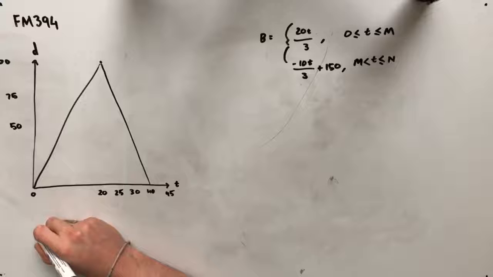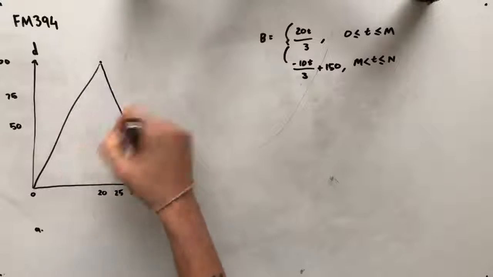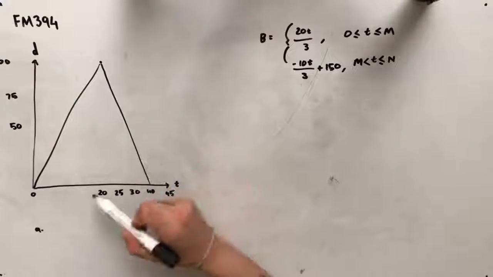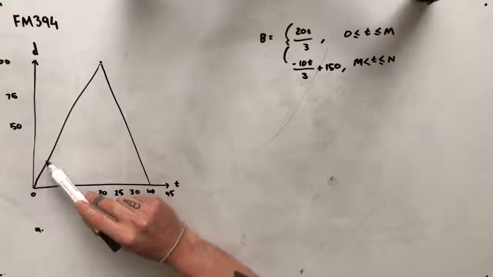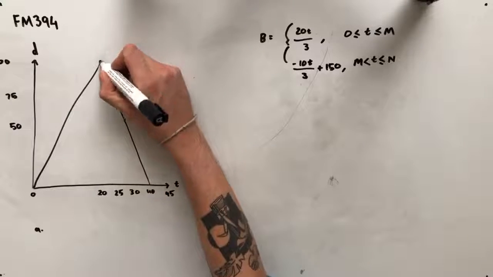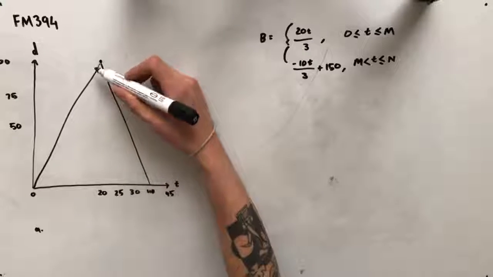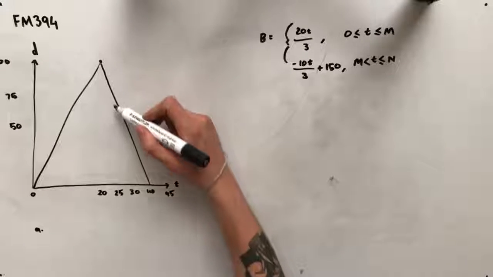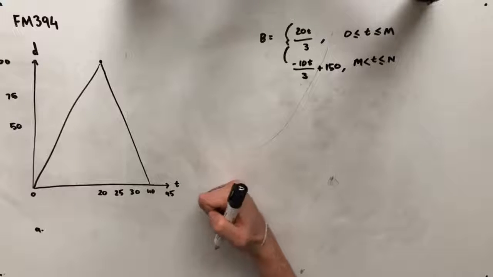Question A asks us, what distance will Tommy have run after 25 seconds? So to delve a little bit into this graph here, it would appear that Tommy runs away from his starting position towards the tree, which is 100 meters away. So at this point up here, that's where Tommy reaches the tree after 20 seconds. And then it takes him another 20 seconds to run all the way back, completing his race in 40 seconds.